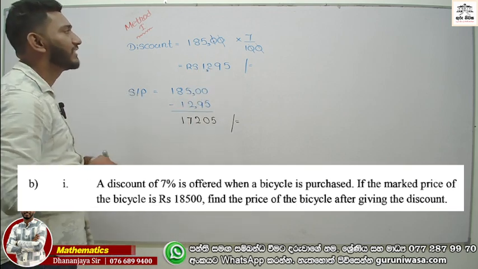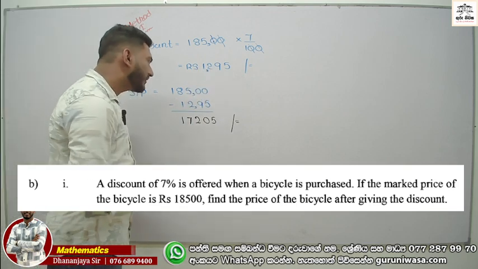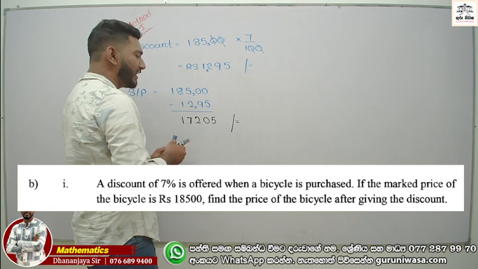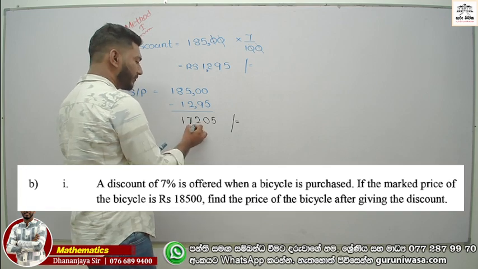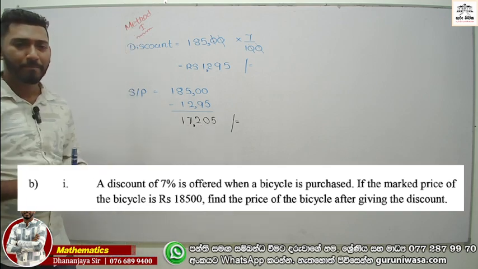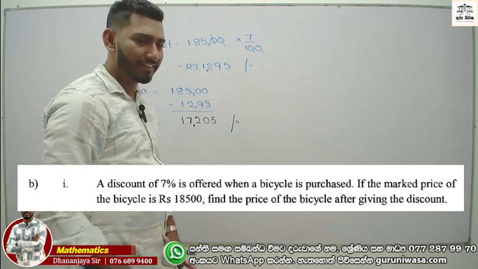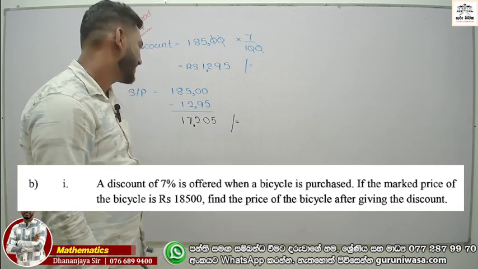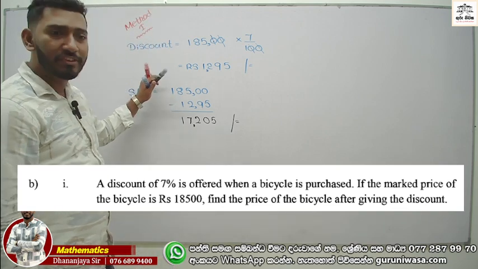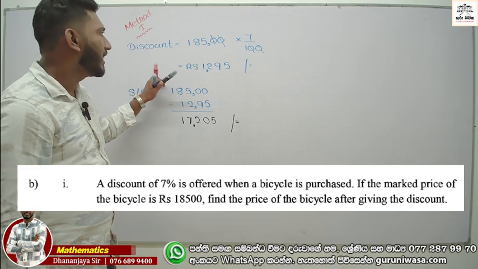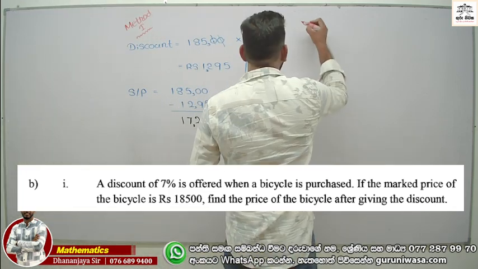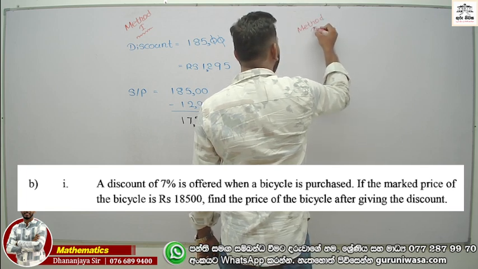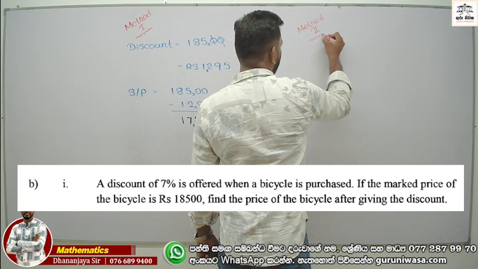Now it's correct. Is my answer correct now? It should be 17,205. Is it correct? Yes, right? And now this is method number 1, and method number 2, we can find the answer in one shot.